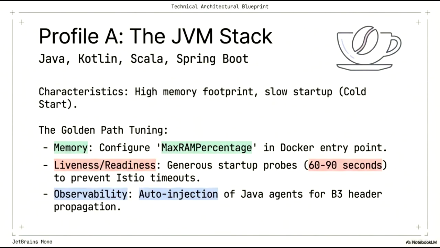First, for memory management, it is crucial to configure max RAM percentage in the Docker entry point to ensure the JVM operates efficiently within container constraints. Second, for liveness and readiness, we employed generous startup probes of 60 to 90 seconds. This buffer prevents Istio timeouts while the application initializes. Lastly, regarding observability, we employ the auto-injection of Java agents to facilitate B3 header propagation, which is vital for maintaining tracing consistency across our distributed environment.